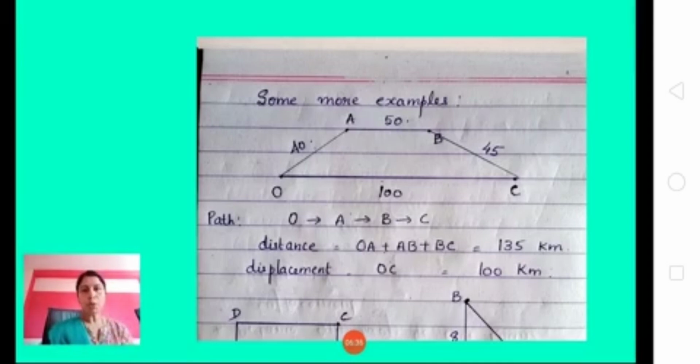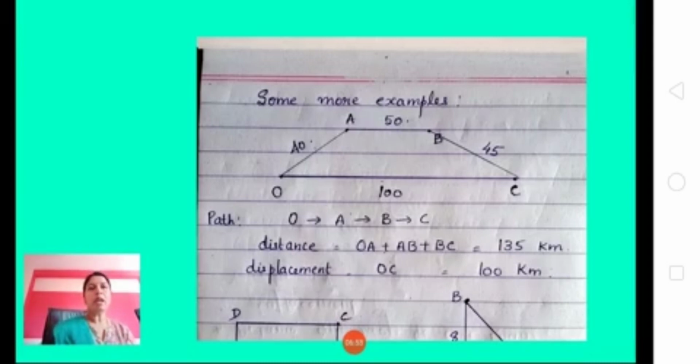So the actual length or the actual distance covered by the object is OA plus AB plus BC, which is 135 km. So this is the distance, that is the actual path covered by the object.